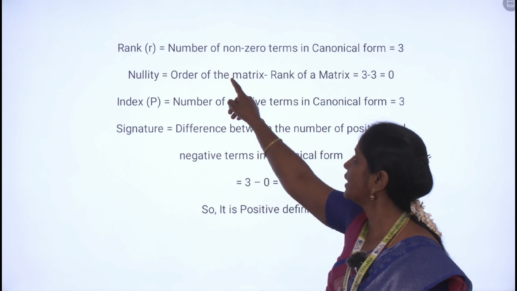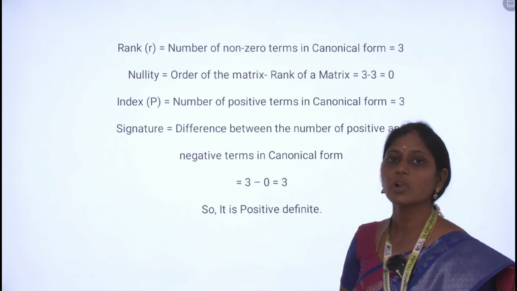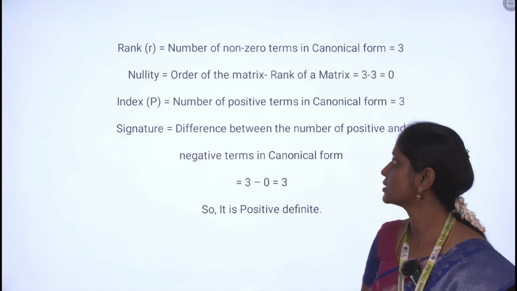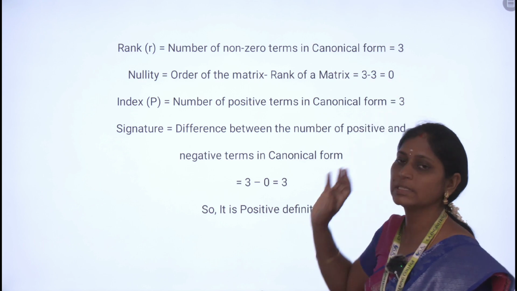Rank is equal to the number of non-zero terms in the canonical form. The number of non-zero terms in the canonical form, we got 2, 3, 6. All three are positive, therefore the rank is equal to 3.